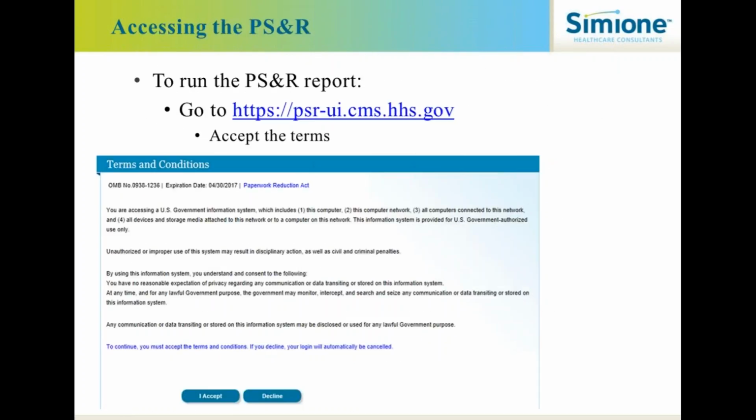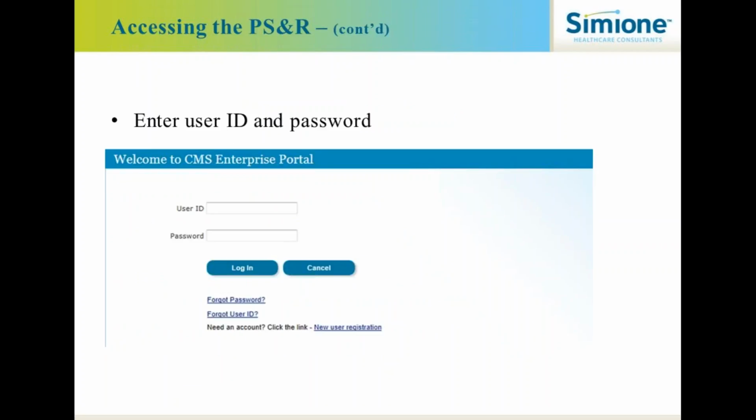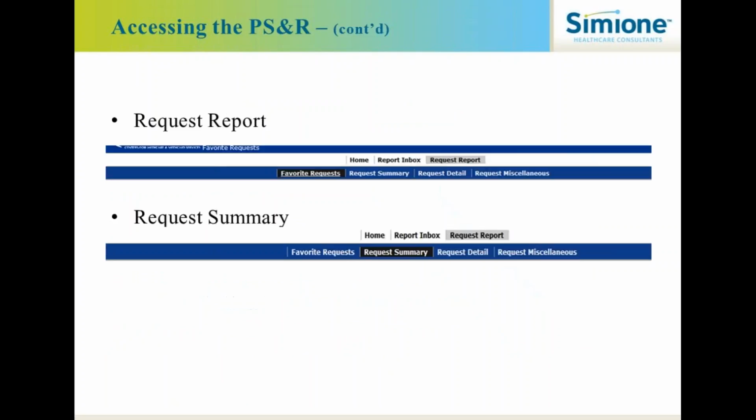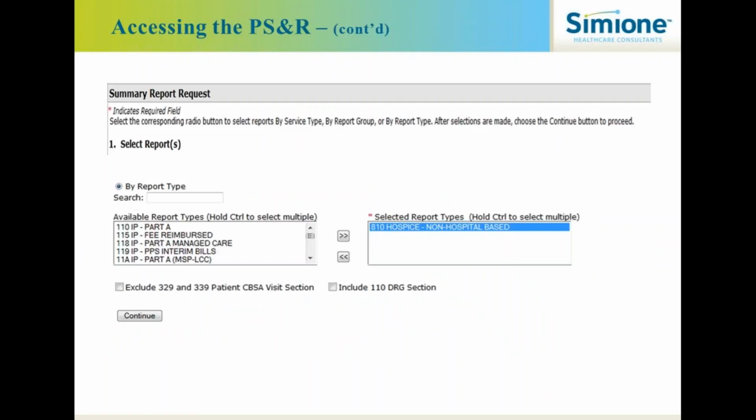So as we close here, I'm just going to talk a little bit about accessing the PSNR report. To run the PSNR report, here's the link of where you would go to. What you need to do is just accept the terms, enter your user ID and password. Next slide. You would request a report, then you would request the summary. You would then select a report type, and for hospice it is report type 810.